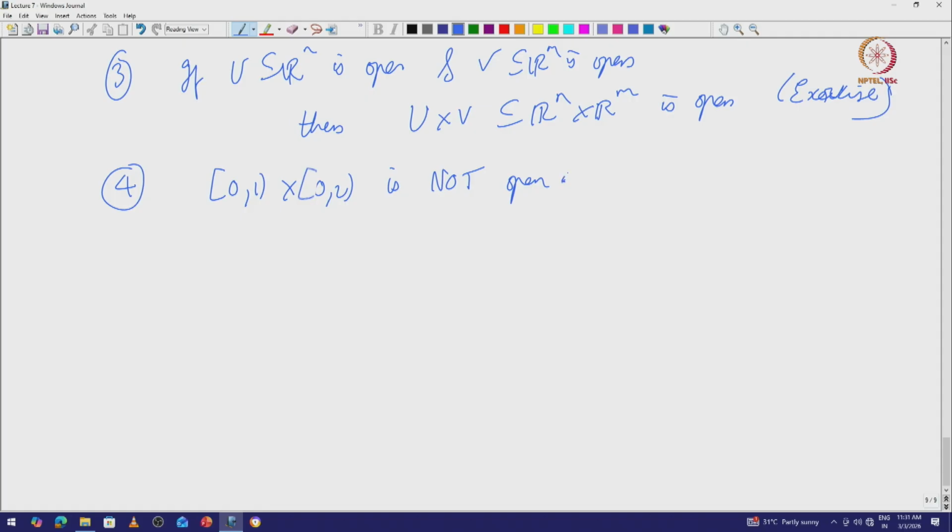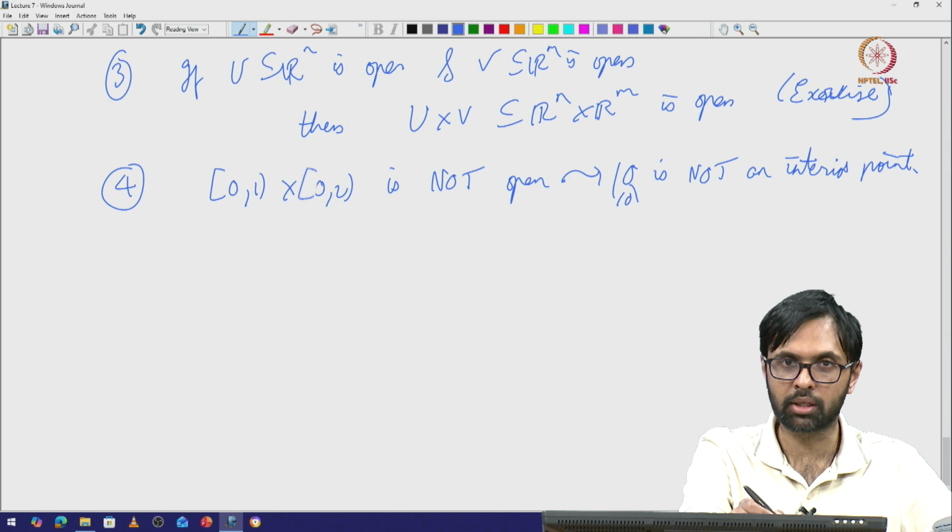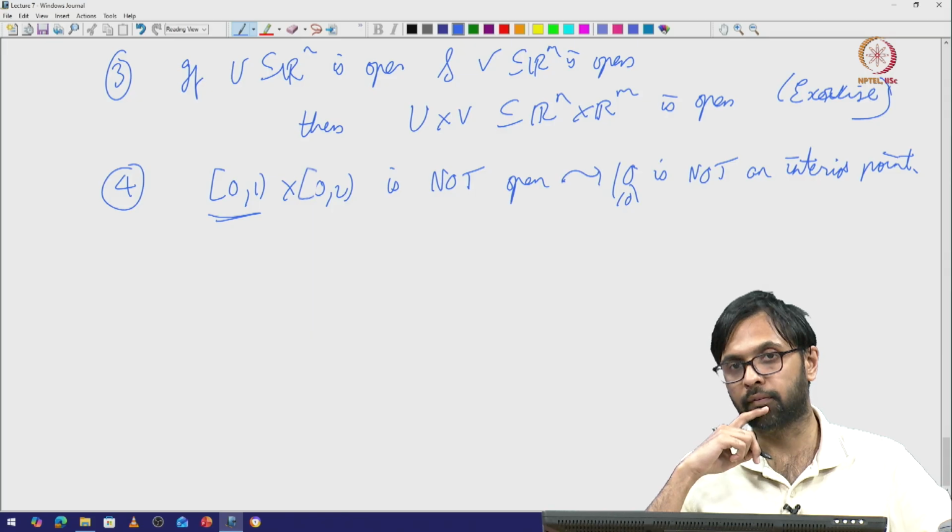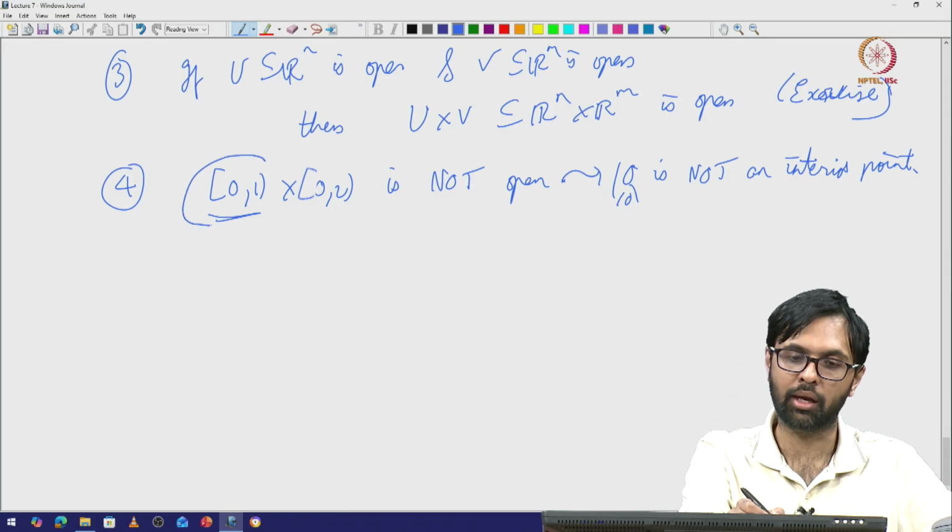Because (0, 0) is not an interior point. For an open set, every point must be an interior point. Why is (0, 0) not an interior point? Again, I urge you to think about this rigorously, but the basic idea is if you take (0, 0) and you take a small open ball around it, it will certainly contain points where the x coordinate is slightly negative, which means it cannot lie in this interval, but that won't happen.